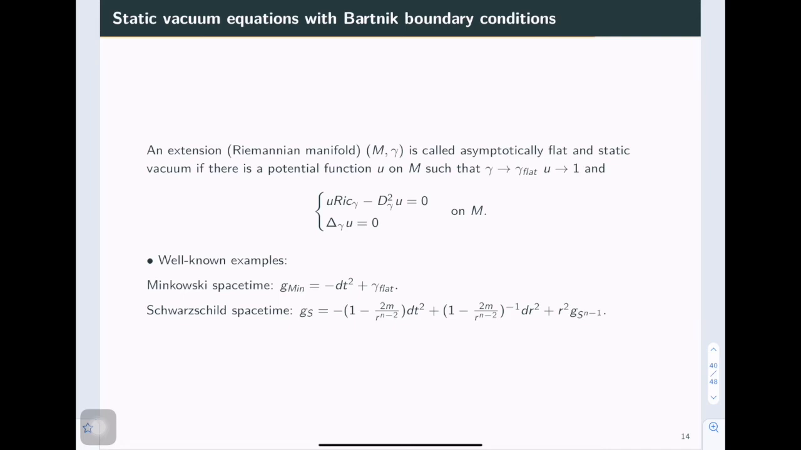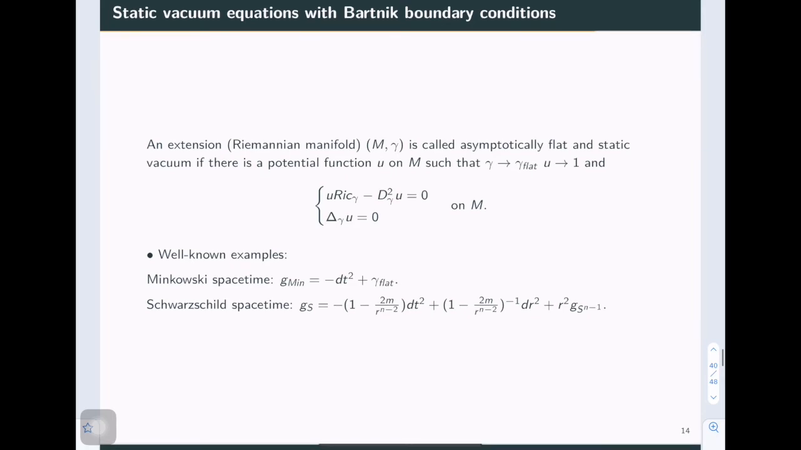Well-known examples of exact solutions of these static vacuum equations are the Minkowski spacetime and the Schwarzschild spacetime. In the Minkowski spacetime, gamma is the flat Euclidean metric and the potential function is the constant function 1. And in the Schwarzschild spacetime, gamma is the remaining metric in this part of the formula, and u is the square root of this coefficient function here.